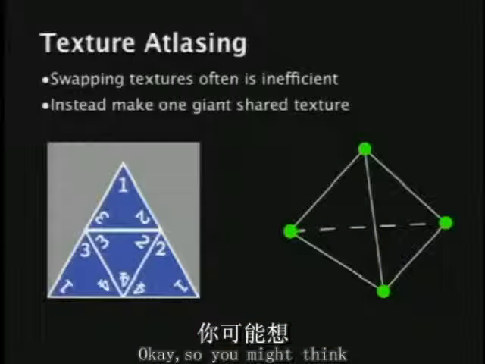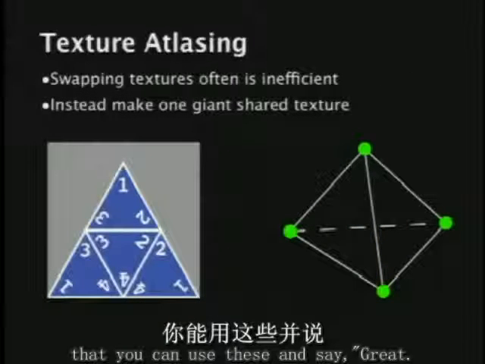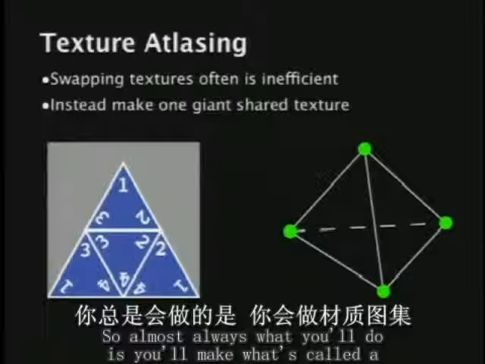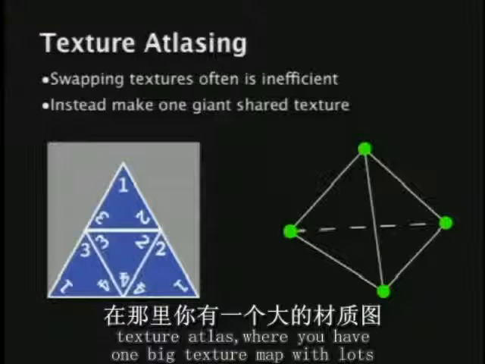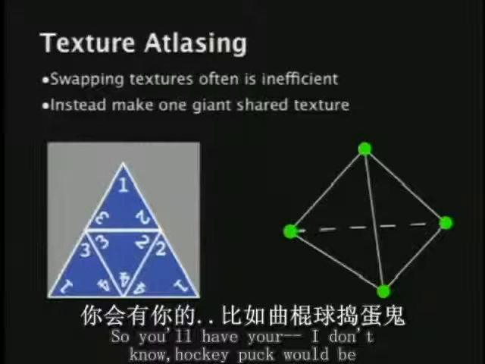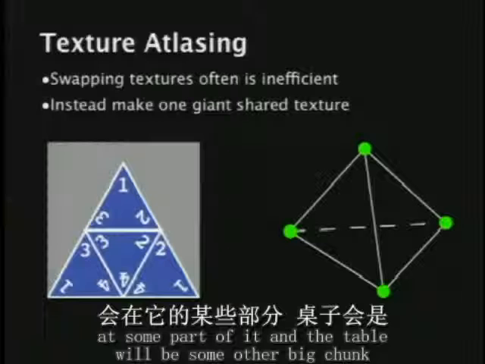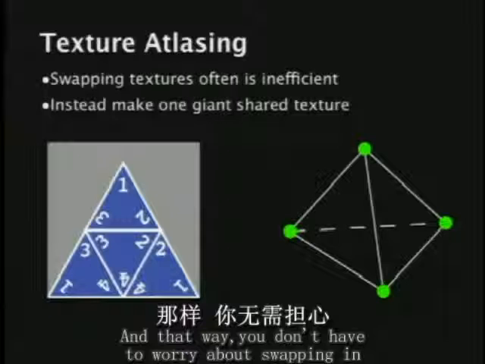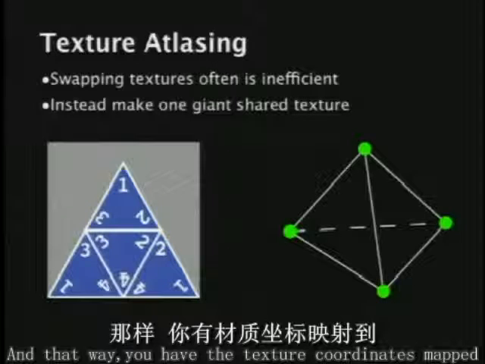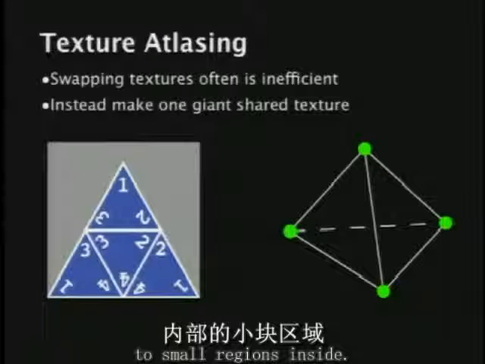Okay, so you might think that you can use these and say, great, I'm going to have one texture for every object in my game. The problem is that swapping textures is really expensive. So almost always what you'll do is make what's called a texture atlas, where you have one big texture map with lots of little bits in it for different things. So, I don't know, the hockey puck would be some part of it, and the table would be some other big chunk of it. And they can all share the same texture file, and that way you don't have to worry about swapping textures in and out all the time. And that way you have the texture coordinates mapped to small regions inside.